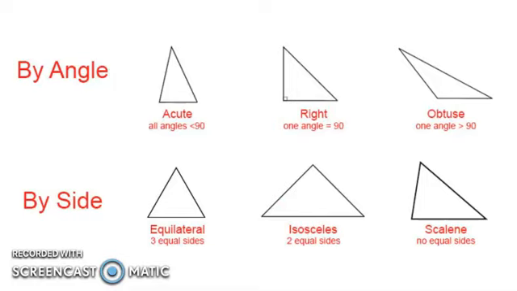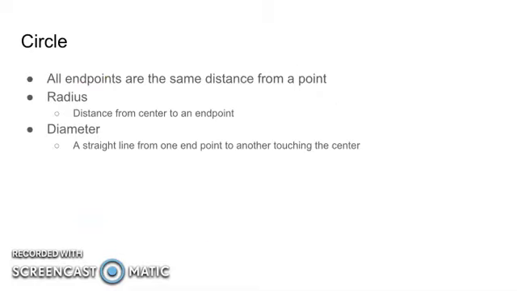And here we have the circle, which is actually not a polygon, but it's basically when all the endpoints are the same distance away from a point. So we have a point, and all the other points, all the endpoints, are the same distance away from that center. How we classify this is the radius. The radius is basically the distance from the center to an endpoint. And the diameter is a straight line from one endpoint to another that passes through the center of the circle.